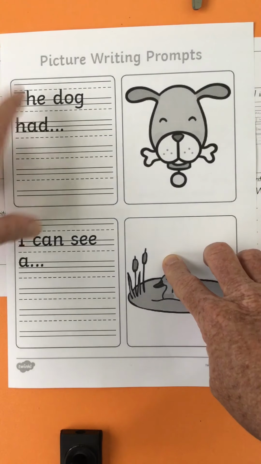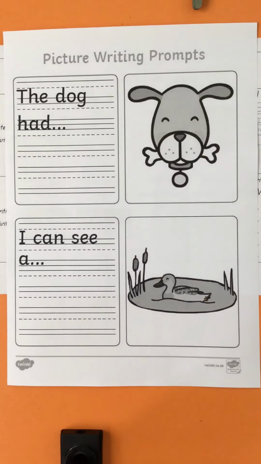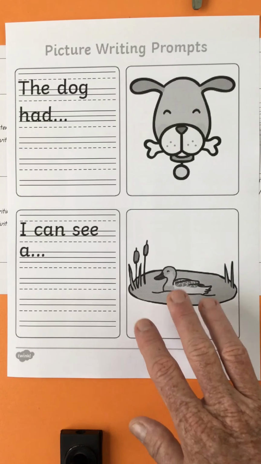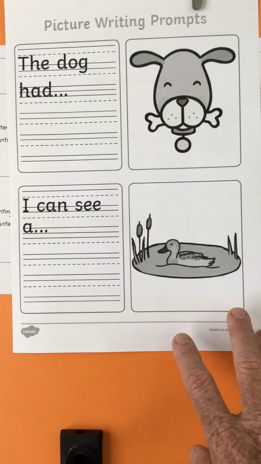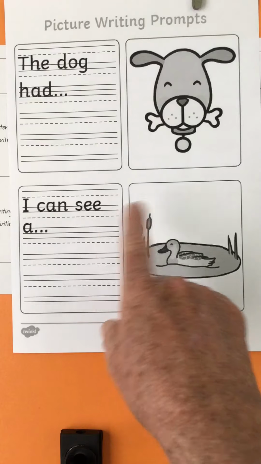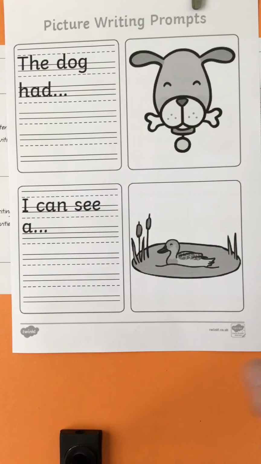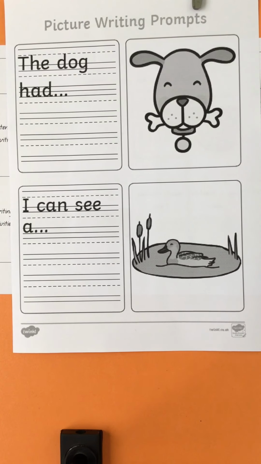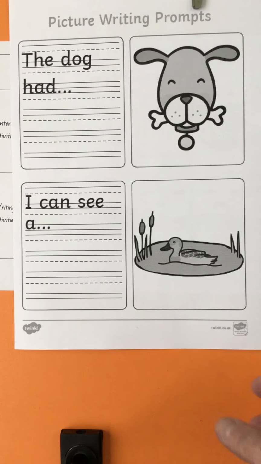Make sure your focus is that they use capital letters, finger spaces as they write, a full stop at the end, and try to sound out the words the best they can. It's okay if they spell things wrong, because the kids are listening to the sounds they hear, and sometimes they get them mixed up. Here's another prompt, which is the duck in the pond. I can see a duck in a pond, or I can see a duck. Maybe that's all they're ready to write. That's okay. Your focus is on capital letters, finger spaces between their words, and sounding out whatever sounds they can hear. So help them break the words apart, and put a full stop at the end.